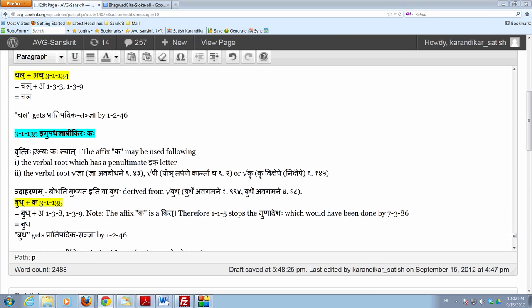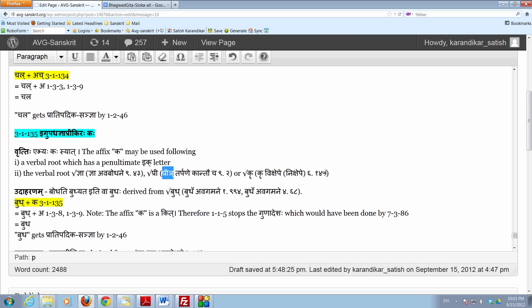Now, the meaning, the vritti, is very straightforward. All it says is ebhyaha kasya: the affix ka is used following these verbal roots. So any verbal root which has a penultimate ik letter, as also the verbal root nya avabodhane, to understand, to know, to comprehend, which is of course the well-known dhatu janati. Then pri tarpane, kantau cha, means to please, and kru vikshepe is to scatter.